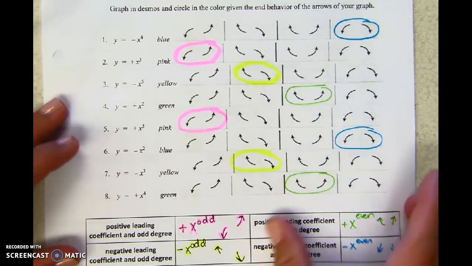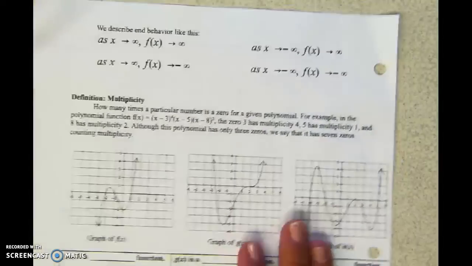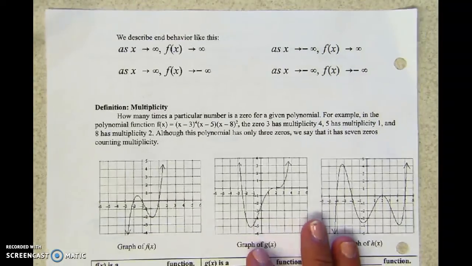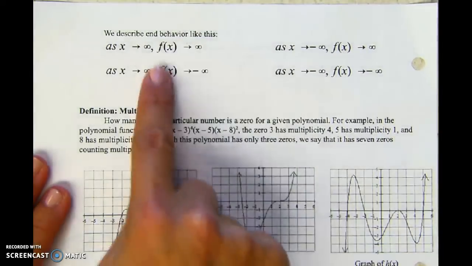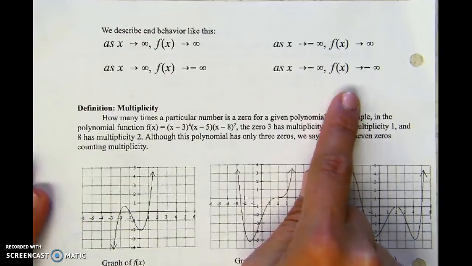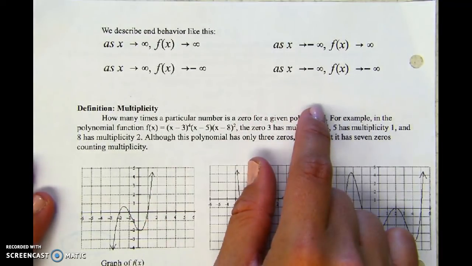So let's turn to the back. And we're going to do the back of the notes. So we usually don't draw those arrows. Those are just the introduction. Instead, we're going to use these phrases. And it's a little annoying at first, but it's not that bad.